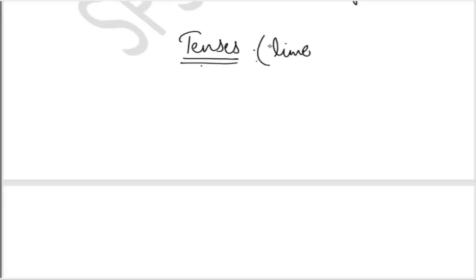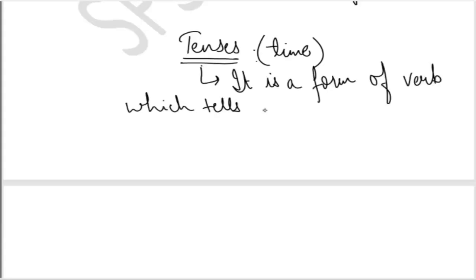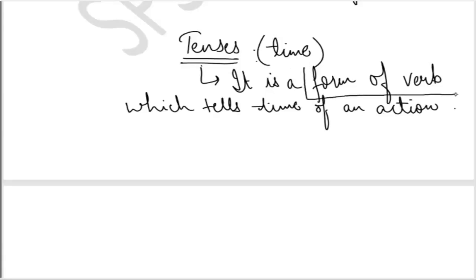In other language, we can call tense as time. If we talk about the perfect definition of tenses, we can call it a form of verb which tells the time of an action. Now, in this definition there is a term called form of verb. Can anyone tell me what this form of verb is?